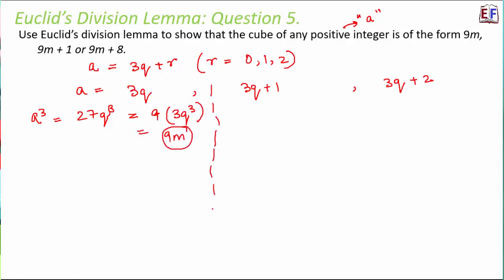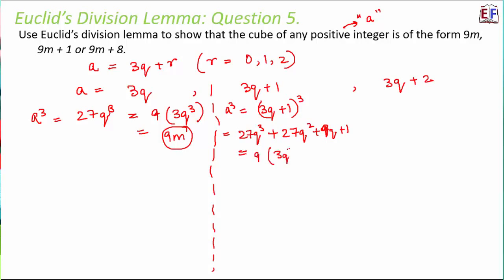Now let us look at the second case. So in the second case, if we calculate a cube, this becomes a plus b whole cube. Now let's put the formula so that it becomes a cube plus b cube plus 3ab into a plus b, right? So this becomes 27q cube plus 27q square plus 9q plus 1. So this can be further written as 9 into 3q cube plus 3q square plus q, plus 1. So this is of the form 9m plus 1.